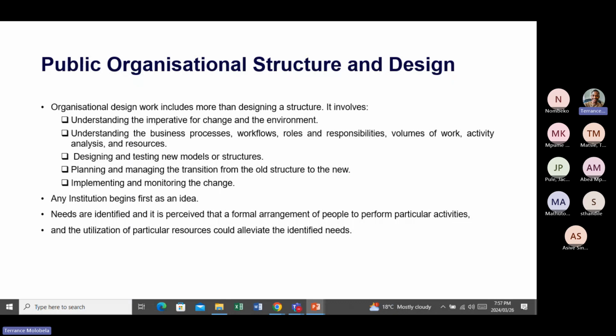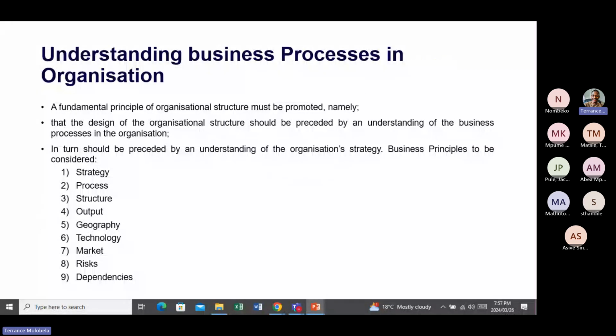So those are some of the things that organizational change and theories allow you to do. Like I said, there are business processes in an organization that you need to understand. In case you come across a question that asks you about business principles to be considered, there are 9 of them: strategy, process, structure, output, geography, technology, market, risk, dependencies.